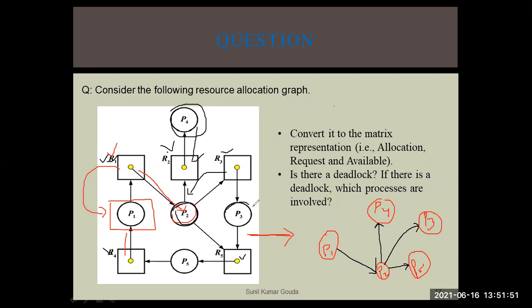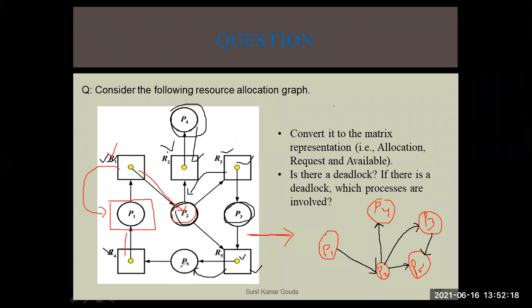Now P3. P3 का क्या होगा बताओ? What edges should be drawn for P3? Now what resources are required? It requires R3 and R5. So edge कहाँ से होगा P3 का? Now if you want R5, R5 is already allocated to P5. That means it will wait for the completion of P5. So there will be an edge from P3 to P5.